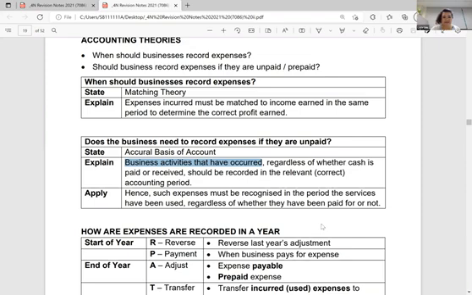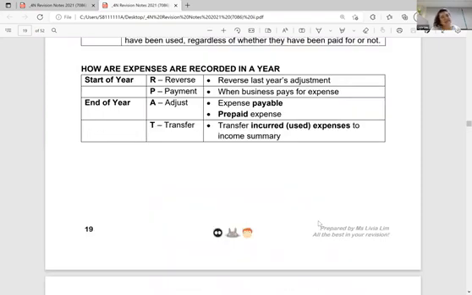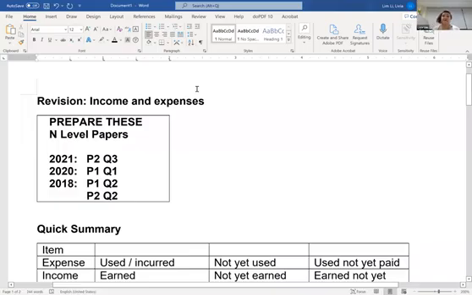So they are fairly similar to income. The main expense transactions are quite similar. There is a reversal, there is a payment, there is an adjustment at the end of the year for expense payable and prepaid expense, and there is a transfer of your used expenses to your income summary. And with that, I am just going to change my screen again and start going through some of the papers.